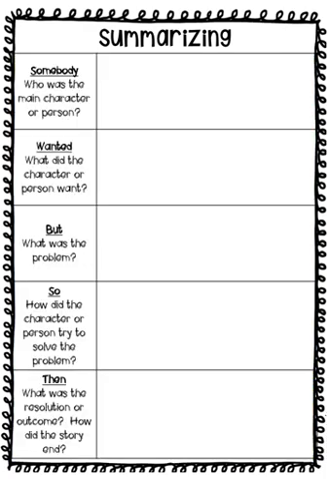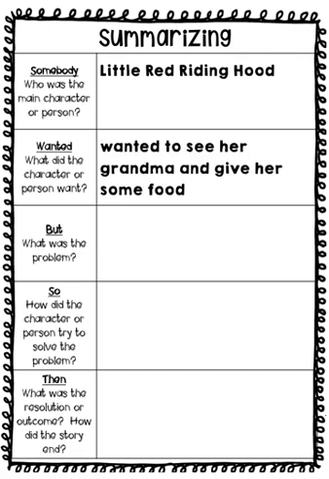So here's an example. Somebody. Who was the main character or person? Well, in Little Red Riding Hood, of course, that would be Little Red Riding Hood. She's the main character. So what did Little Red Riding Hood want? Well, Little Red Riding Hood wanted to see her grandma and give her some food.